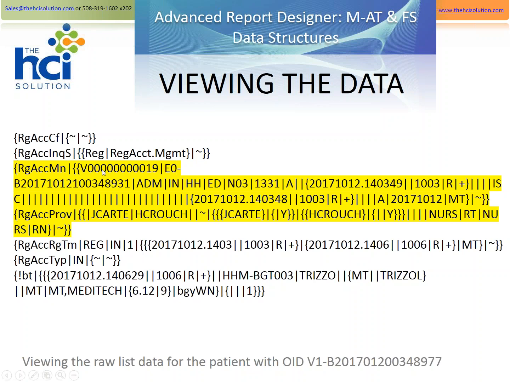I can see P0 here is the patient account number, and then the patient number, which points to the medical record. I can see the admit date and time is in here. And on the next slide, I'll show you how you make sense of this.